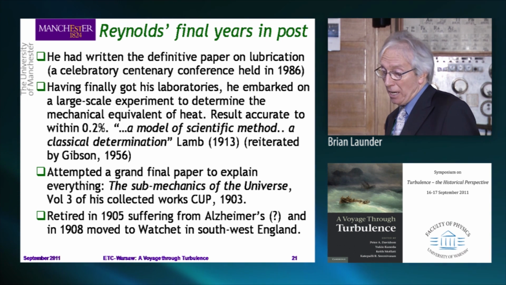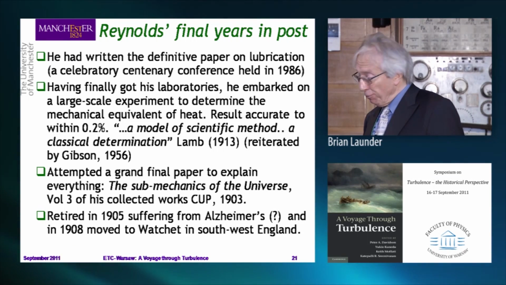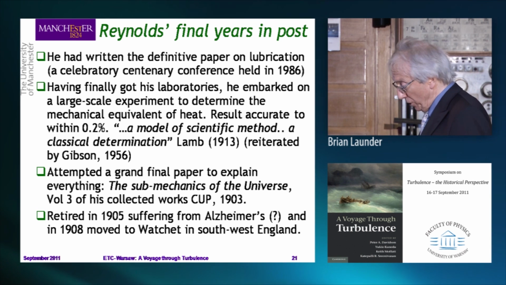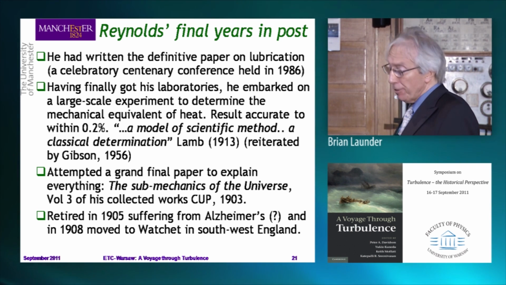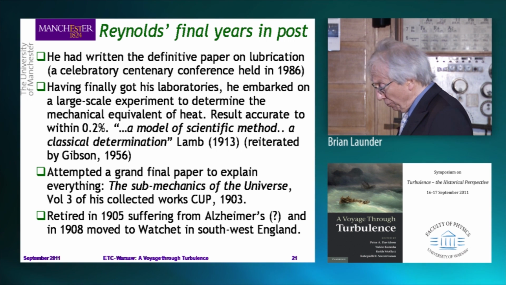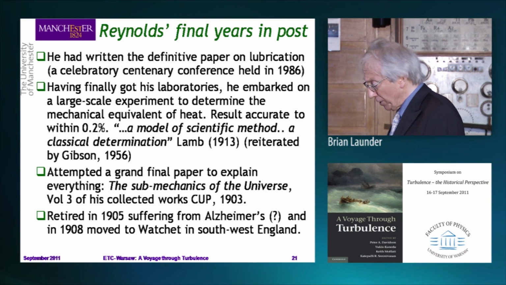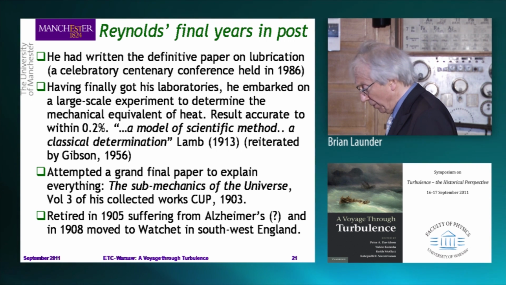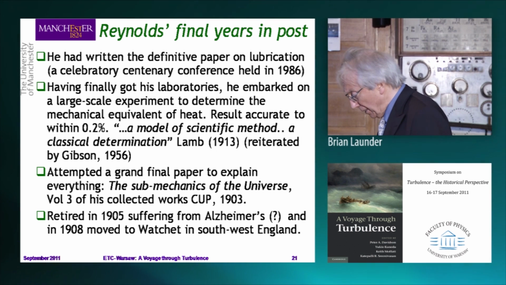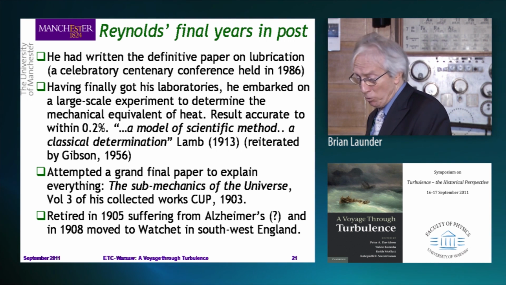Lamb, in his obituary, noted that it's a model of scientific method, a classical determination, and this was repeated in a book by Gibson in 1956. He attempted a grand final paper, The Submechanics of the Universe, that was published as volume 3 of his collected works. However, at the time, Horace Lamb wrote in his obituary of that paper, "Unfortunately, illness had begun gravely to impair his powers of expression, and the memoir as it stands is affected with omissions and discontinuities which make it unusually difficult to follow." That may be said to be a kind remark about the paper.